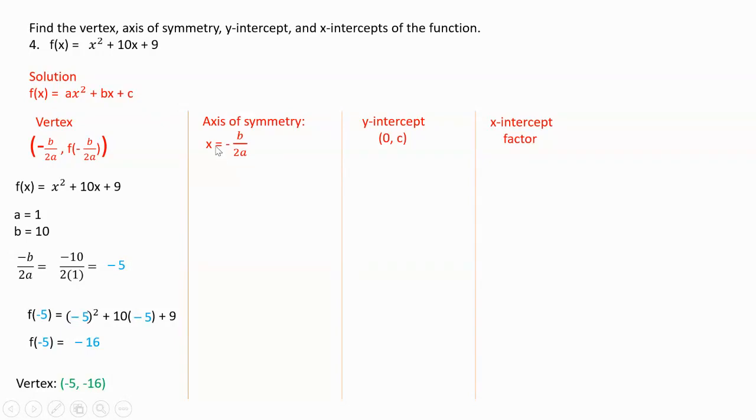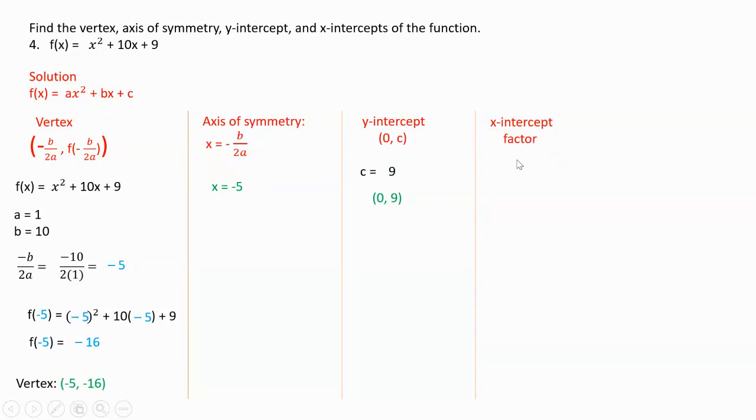Now, the axis of symmetry is always the x part of the vertex. Since we already found the negative b over 2a, the axis of symmetry will be x equals negative 5. That's the axis of symmetry. For the y-intercept, we know it's going to be 0, c, so we know the 9 is my constant. So it's going to give us 0, 9. That will be the y-intercept, 0, 9.